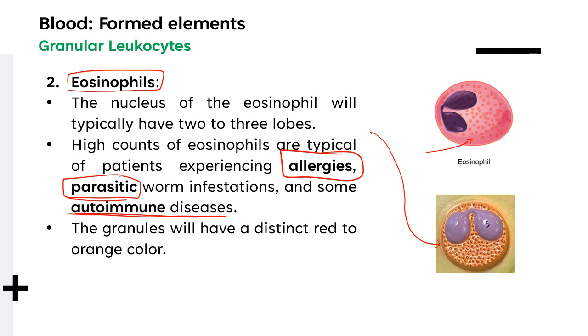Autoimmune disease, parasitic infection, allergies, this is not that common. If you take a blood sample of a patient and you get that result, that the eosinophils are elevated, those are the major things that you think of: that patient might have allergies, or especially these parasitic worms. This is more in the developing countries. Keep that in mind for your labs and for your exams. Eosinophils will have these red or orange granules.